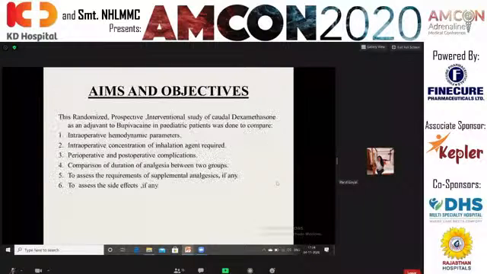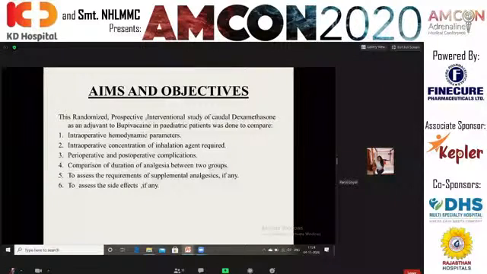My study is a randomized prospective interventional study of caudal dexamethasone as an adjuvant to bupivacaine in pediatric patients. The aims and objectives are: intraoperative hemodynamic parameters, intraoperative concentration of inhalation agents, peri- and postoperative complications, comparison of duration of analgesia, to assess the requirement of supplemental analgesia, if any, and to assess the side effects, if any. Next slide.